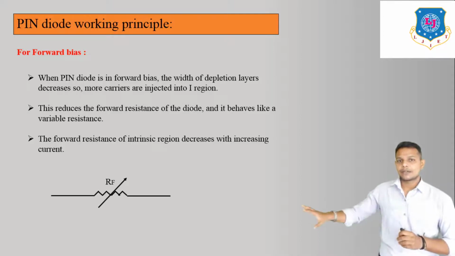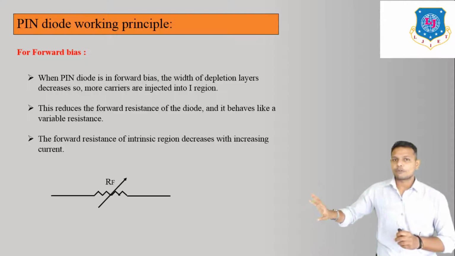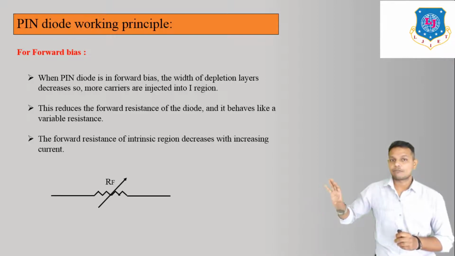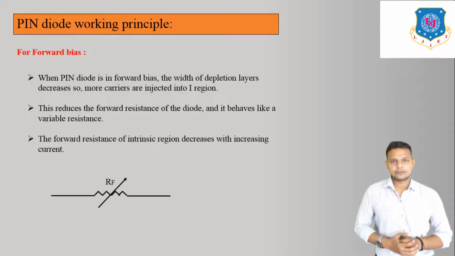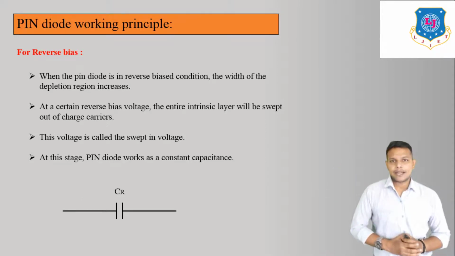So here we can see the symbol, or we can say the equivalent circuit of the PIN diode for the forward region. For forward bias, it is a variable resistor, because whenever you increase the current's value, your resistance decreases. Now next, for reverse bias.